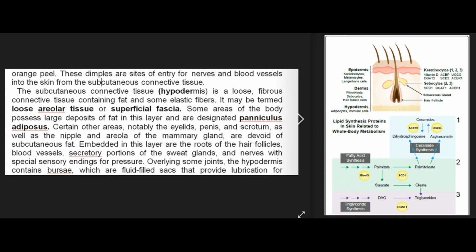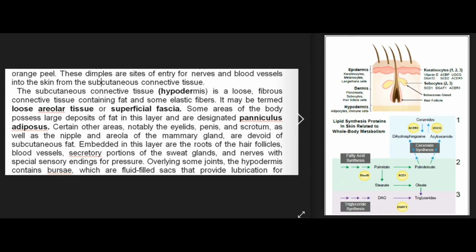It may be termed loose areolar tissue or superficial fascia. Some areas of the body possess large deposits of fat in this layer and are designated panniculus adiposus. Certain other areas, notably the eyelids, penis, and scrotum, as well as the nipple and areola of the mammary gland, are devoid of subcutaneous fat. Embedded in this layer are the roots of the hair follicles, blood vessels, secretory portions of the sweat glands, and nerves with special sensory endings for pressure.